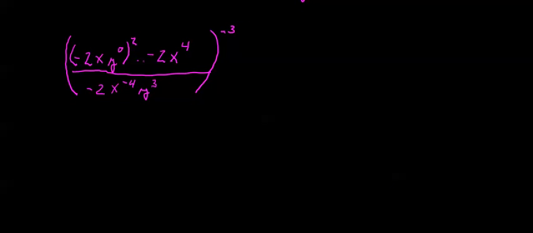Kind of looks like a mess. So let's try to clean it up. First of all, this negative 3, probably the last thing I'm going to worry about. I'm going to try to simplify everything inside first. Y to the 0 power is just 1. All right? This is just 1. 1 times negative 2 is negative 2.